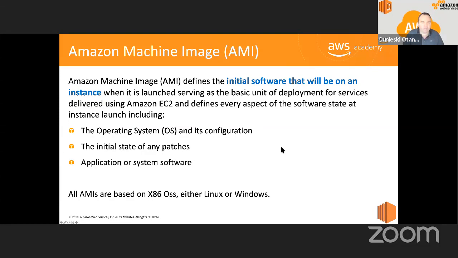So when you launch your instance, it automatically contains all this. It contains the operating system. Remember that we chose AMI for Linux. So that's the operating system and its configuration. It already had the configuration, and it has all the patches that it needs to start. And it has the application assistance software, all the software that it needs to run.